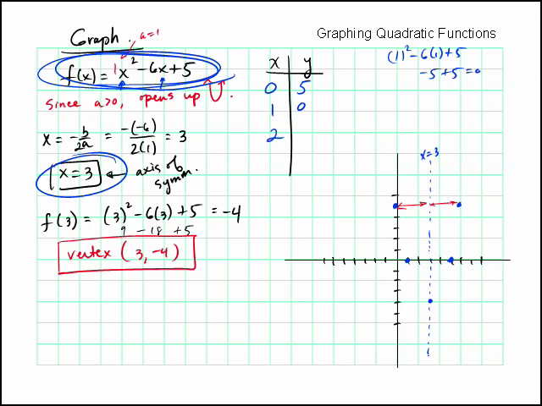Let's plot one more point. Let's try x equals 2. That would be 2 squared minus 6 times 2 plus 5. It's going to be 4 minus 12 plus 5, which is negative 3. And so our parabola goes through the ordered pair 2 comma negative 3. 2 and negative 3 is right there. And because of symmetry, we would have another point over here as well.